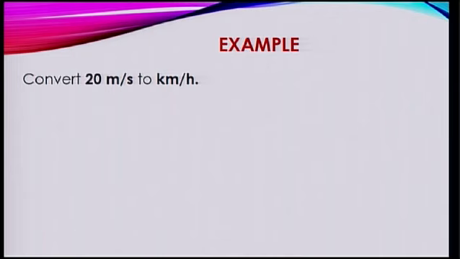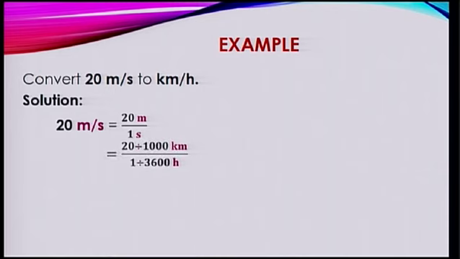Let's try it with the second method. It's easier. Now, 20 meters per second, you know it is 20 meters over 1 second. So we need to convert meters into kilometer and second into hour. How do we do it? Well, 20 divided by 1,000 and 1 divided by 3,600. Remember, how do we do that? You just swap it. So that's 20 times 3,600 over 1 times 1,000. Reduced to its lowest term, you will get 72 kilometers per hour.